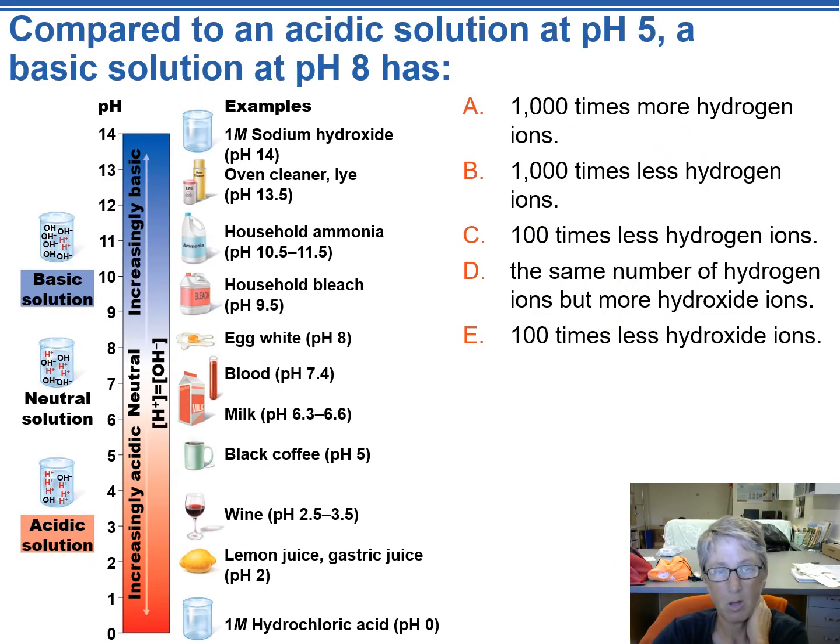So let's look at this question. Compared to an acidic solution at pH 5, a basic solution at pH 8 has, well, first of all, we know it's got less hydrogen ions. So anything that says more hydrogen ions is wrong, so we cross out A. If you go from pH 5 to pH 8, from 5 to 6 is 10, 6 to 7 is 100, 7 to 8 is 1,000. And you've got less free hydrogen ion if you're basic, so the answer is B. So be able to answer test questions.